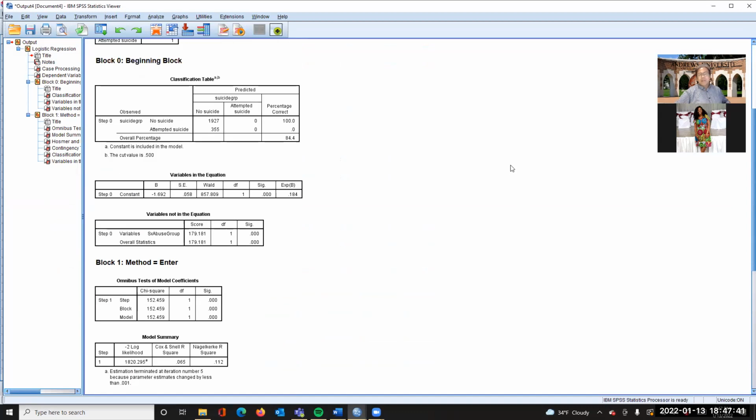All right, so this is the result we have. This is the classification table for the suicide group, with predicted versus the actual, which is the observed. Here 355 have attempted suicide, and 1927 did not attempt suicide.